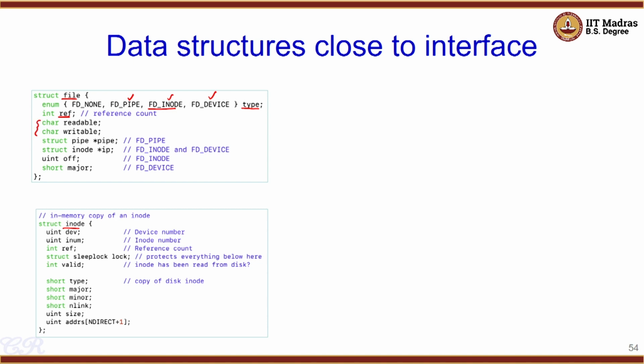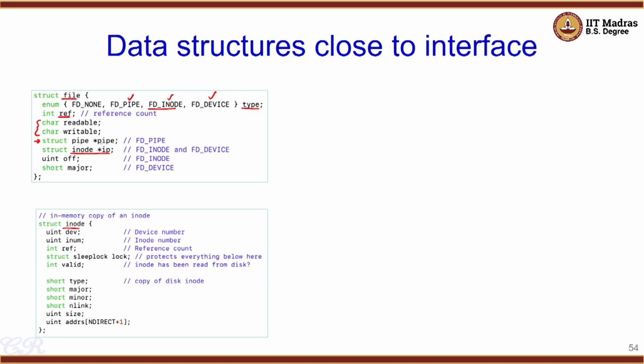Then we have readable and writable, which maintain whether the file can be read or written to. And we have aspects for the pipe over here. Very specifically, if the type is a pipe, that is for inter-process communication, then this struct pipe and the pointer to the pipe would be present here. On the other hand, if this file corresponds to a file that is stored on the hard disk, of type FT inode, then this particular inode structure is utilized.